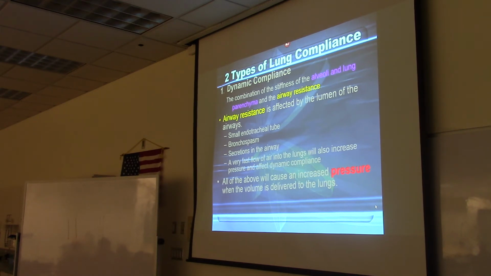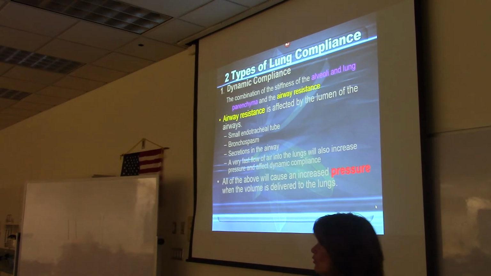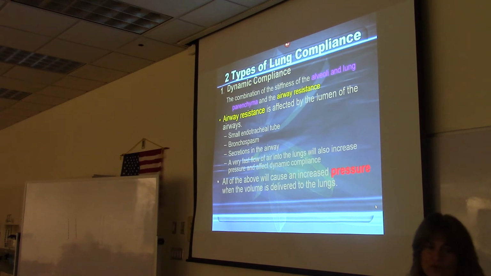Airway resistance is affected by the lumen of the airways. Lumen means the size of the opening. If you have a small endotracheal tube, you're going to have more resistance when you push the air in. Do you want to write that down? Like next to small endotracheal tube: small tube, more resistance, therefore more pressure to get the air in.